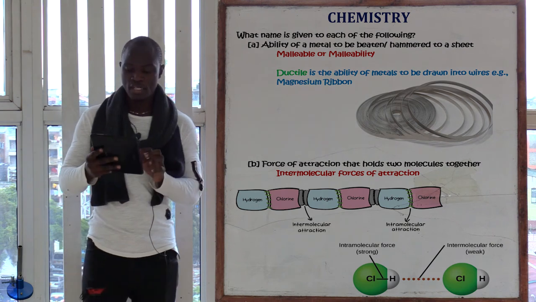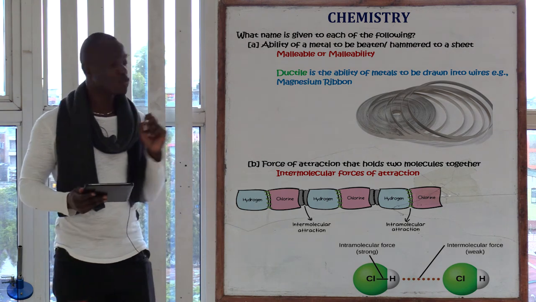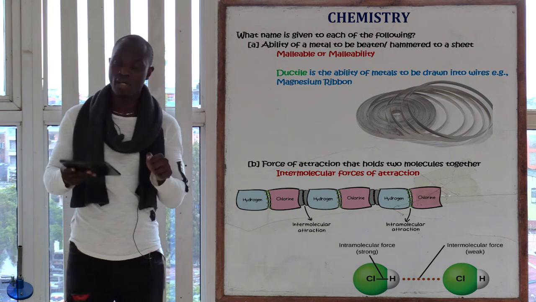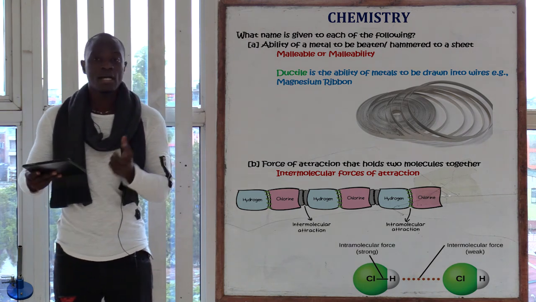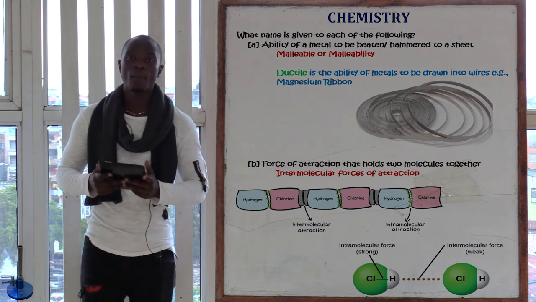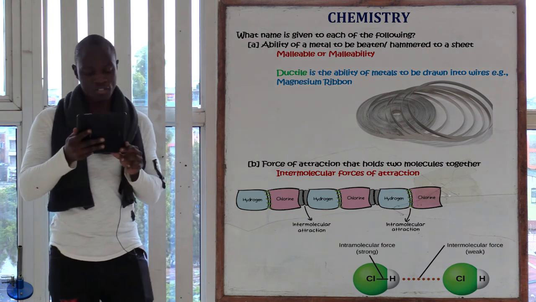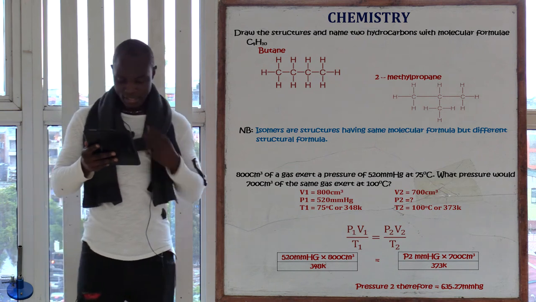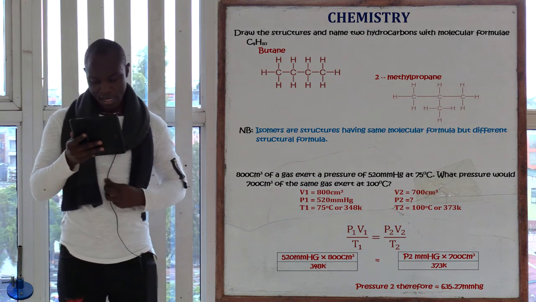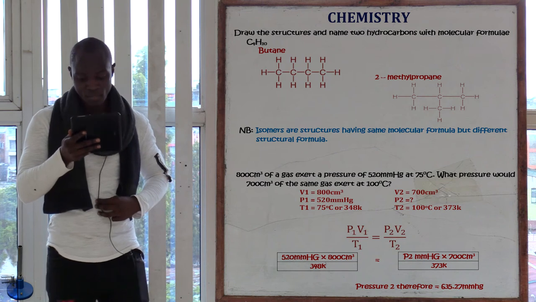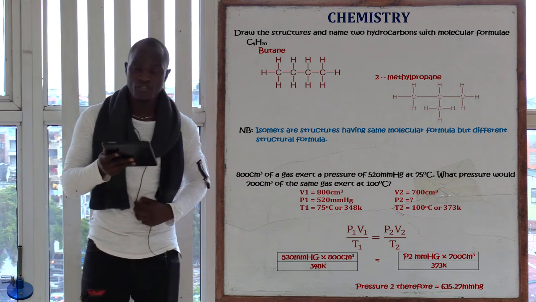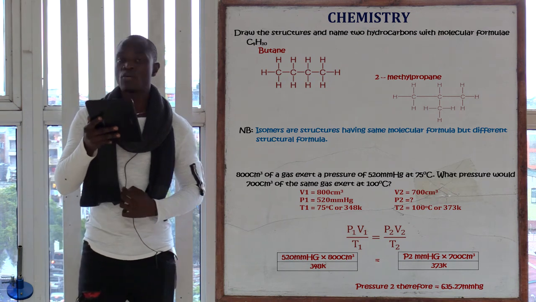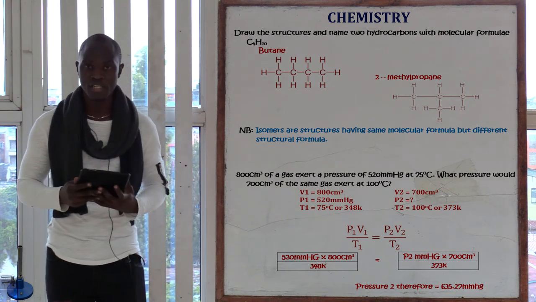If it's the liquid particles, these particles will move apart, forming the gas. Those we discussed in the previous class, but the most important thing for you to know right now is that these forces holding the molecules together or the atoms together are referred to as the intermolecular forces of attraction. So the next question is asking: draw the structure and name two hydrocarbons with the molecular formula of C4H10.